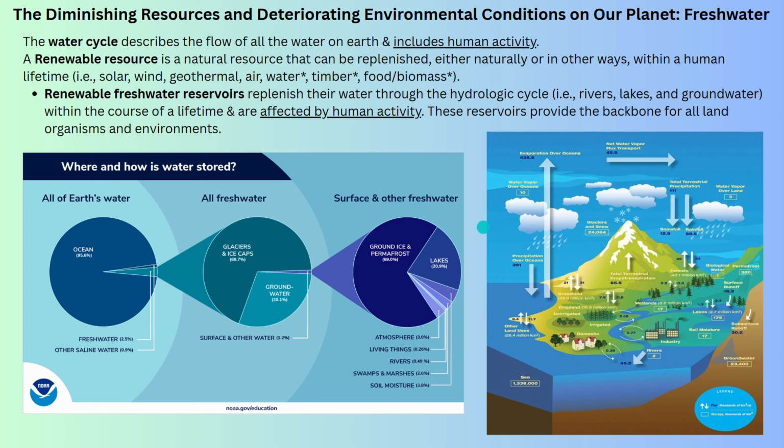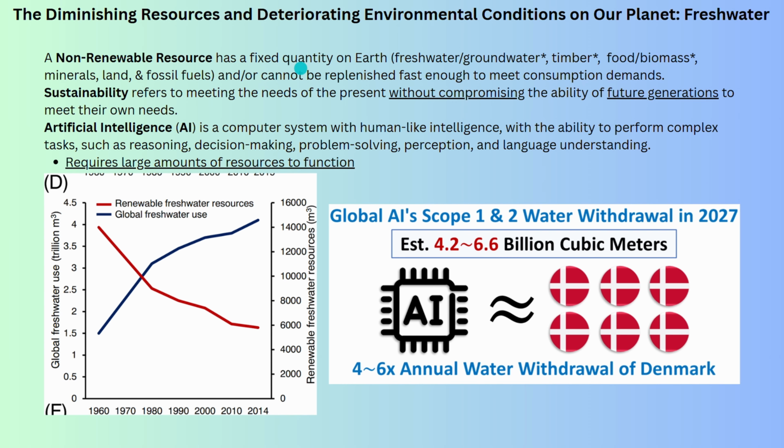But within the last century, due to over-extraction, inefficient use, pollution, etc., these three resources and a few freshwater resources have drifted into the non-renewable resource category, which is a resource that has a fixed quantity on Earth and/or cannot be replenished fast enough to meet consumption demands. Some examples are minerals, land, and fossil fuels. Like we just said, groundwater, freshwater, timber, food, and biomass are now sliding towards the non-renewable resource category.